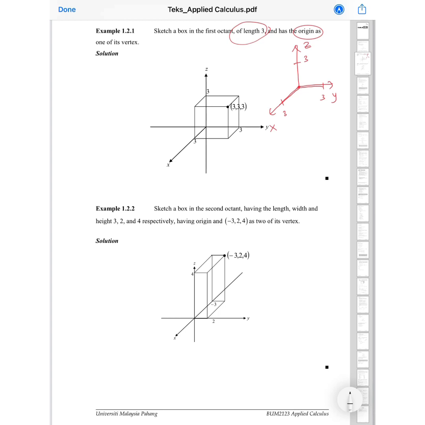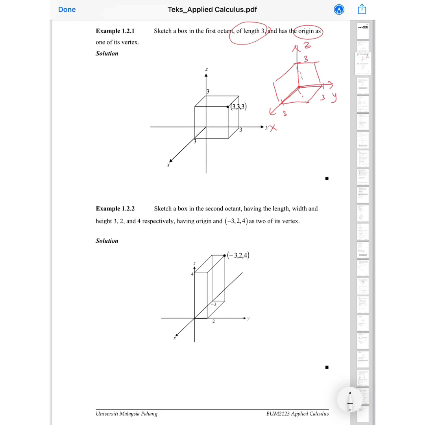Then again, from the x-axis you draw a line parallel to the y-axis. From the y-axis, draw a line parallel to the x-axis. And then this one also, this one as well. How about this one?